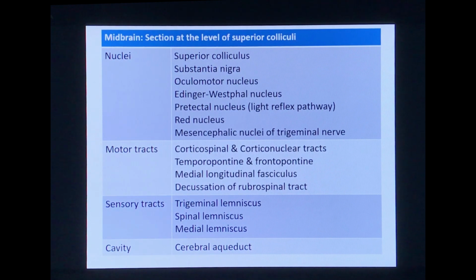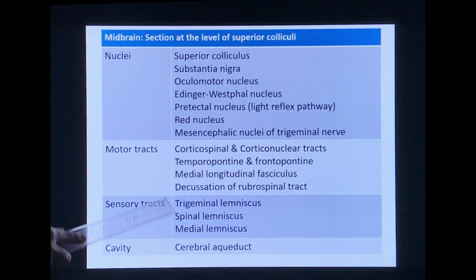Then mesencephalic nuclei of trigeminal nerve, they are present in both sections. Motor tract is almost the same as you see in the inferior colliculi, but there in the inferior colliculus you had seen the decussation of superior cerebellar peduncle, while here you can see the decussation of rubrospinal tract, which is mainly coming from the red nucleus. So rubrospinal forms a part of extrapyramidal system.